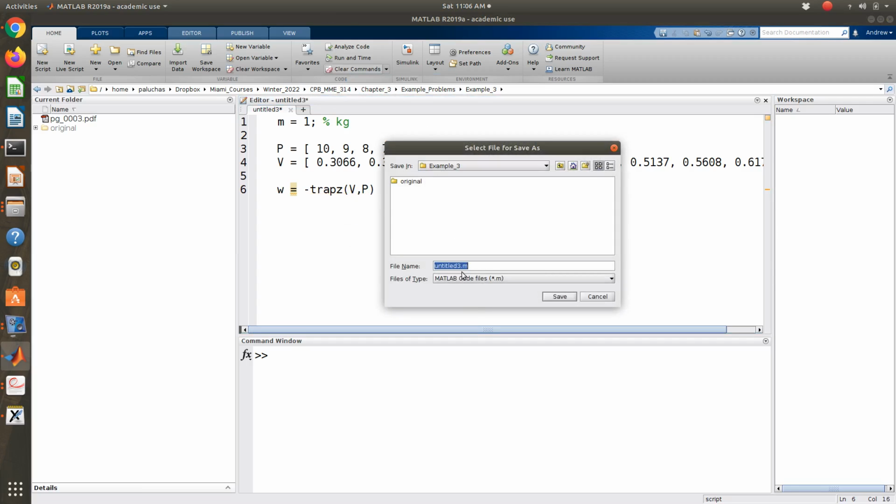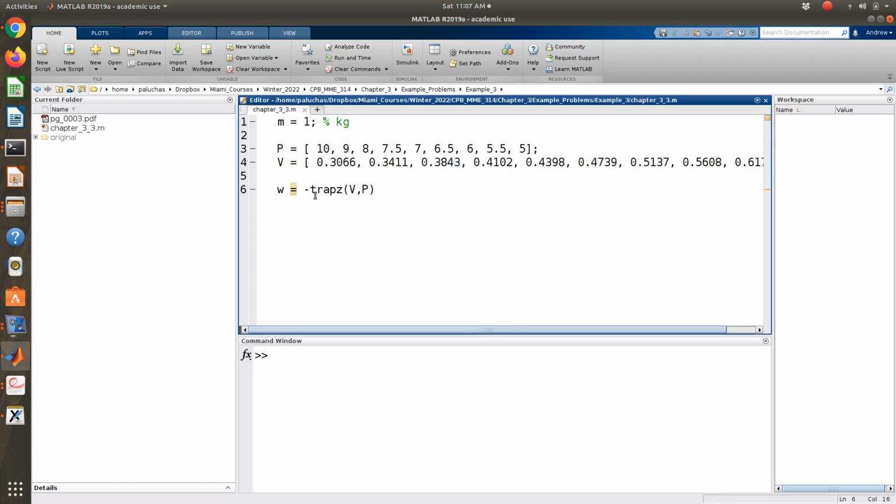Let me save this. Oh, actually, this isn't going to be right. What I need to do is, I said I want to make everything in SI units, so this is in bar.